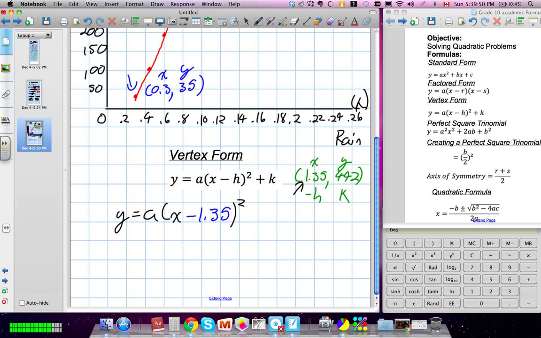Now our x and y values. We have them right there. We're going to replace the x and the y in the equation with that random point that we got. We know it's on the line. So our y value was 35. It was equal to, we still don't know a. Our x is 0.3 minus 1.35 squared plus 442.